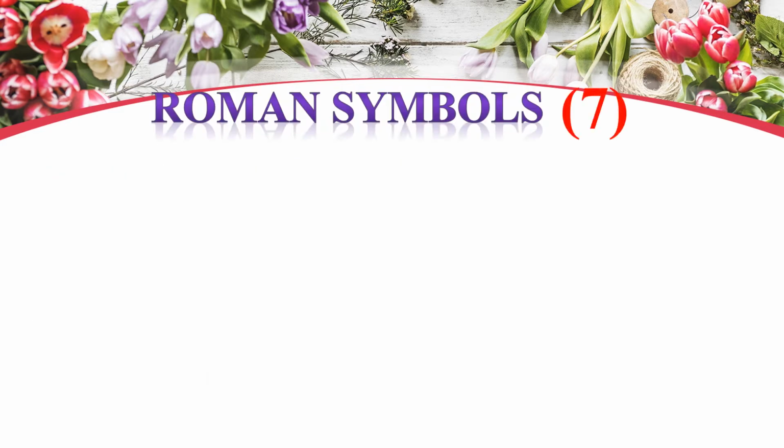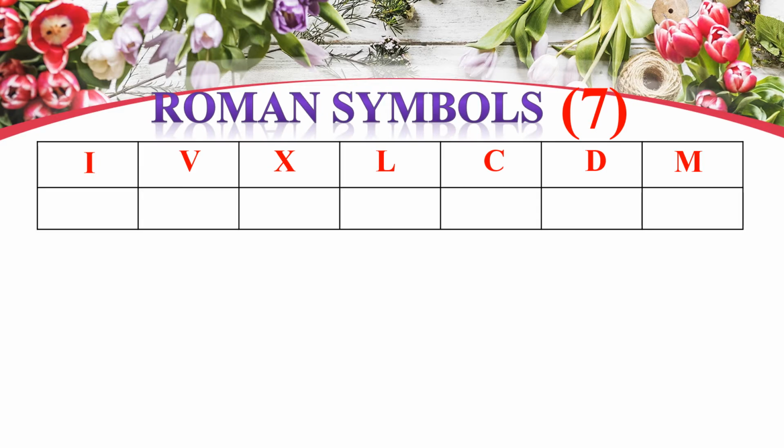Roman symbols. There are 7 Roman symbols used in Roman numerals: I, V, X, L, C, D and M. So these are the 7 symbols used in Roman numerals. The value of I is 1 and the value of V is 5. The value of X is 10. The value of L is 50. The value of C is 100 and the value of D is 500. At last, the value of M is 1000.